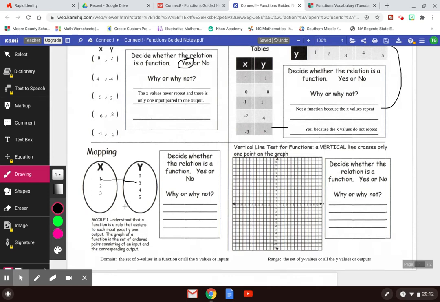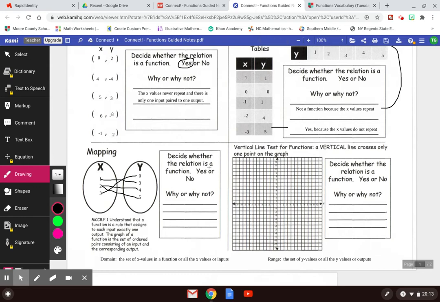So 1's going to map to 3, 2's going to map to 4, 2 is also going to map to 5, and then 3 is going to come up here and map to 0. All right, so the question then is, decide whether the relation is a function, yes or no, and then why or why not. So if you look here, the 1 is paired to the 1 value of y, which is 3. But notice my 2. My 2 actually maps to two y values, 4 and 5.